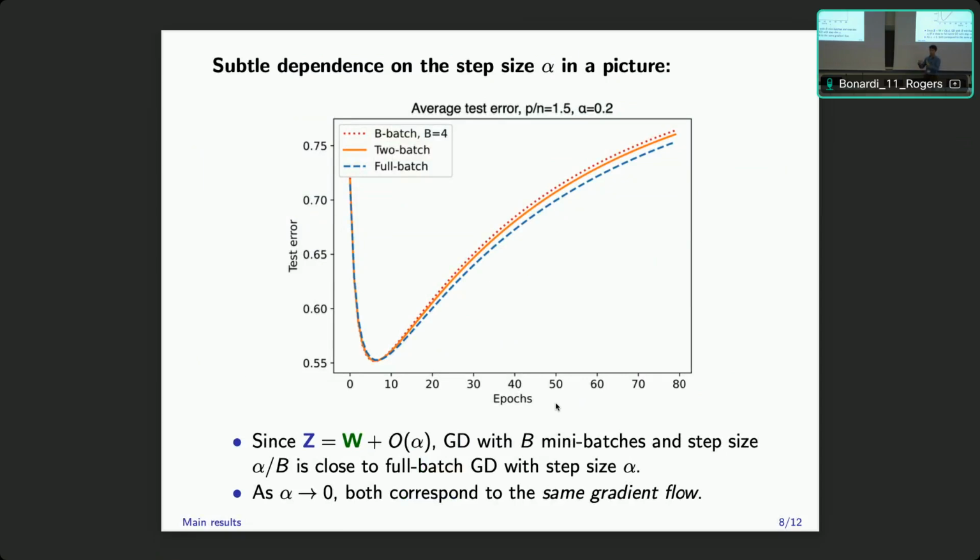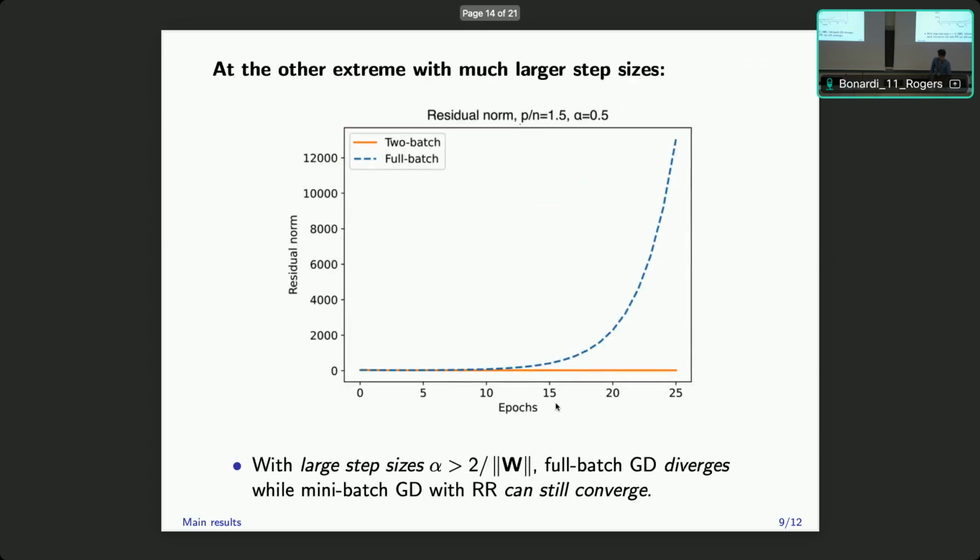And that is because they all correspond to the same continuous time dynamics, which is gradient flow. So the random reshuffling leads to dependencies between mini batches that are more subtle because they depend on the step size in this way. And just to illustrate it, at the other extreme, if you use much bigger step sizes, it's known that gradient descent can diverge, whereas mini batch can still converge if the step size is big, but not big enough compared to the spectrum of this cross covariance matrix Z.